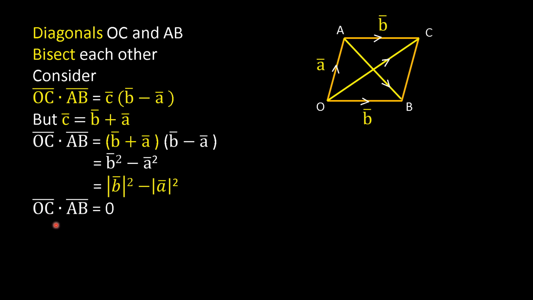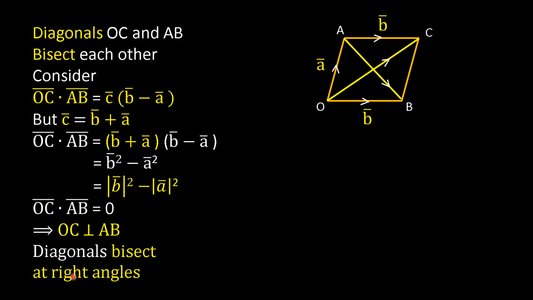We know that when the dot product of two vectors is 0, these vectors are perpendicular to each other. Therefore, OC bar is perpendicular AB bar. That means diagonals bisect each other at right angles. Diagonal OC bar bisect diagonal AB bar at right angles.